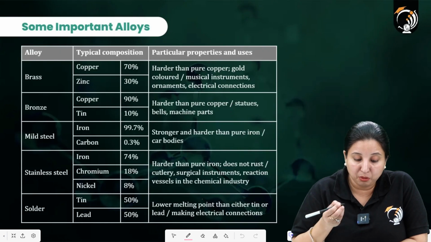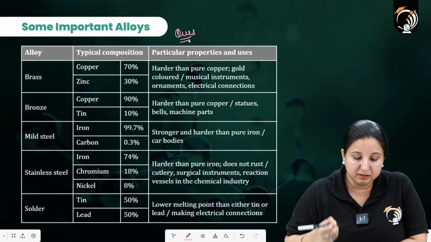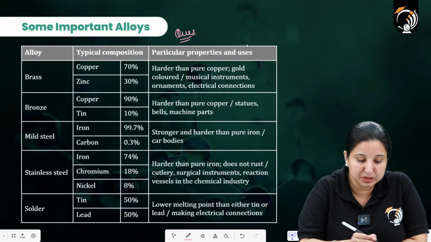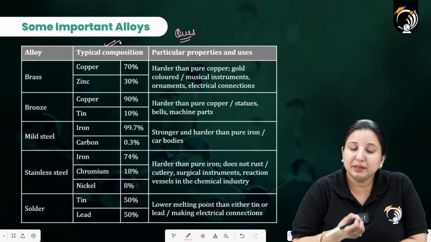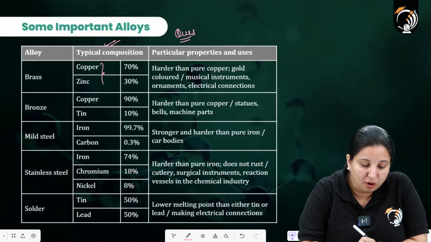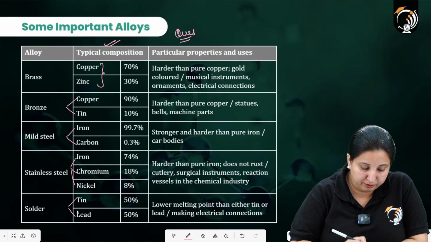Now over here we get a question, and we get a question not on the uses, but on the composition. For example, brass is an alloy of copper and zinc. Then bronze is an alloy of copper and tin. Then steel is an alloy of iron and carbon. Stainless steel is an alloy of iron, chromium and nickel, and solder is an alloy of tin and lead.